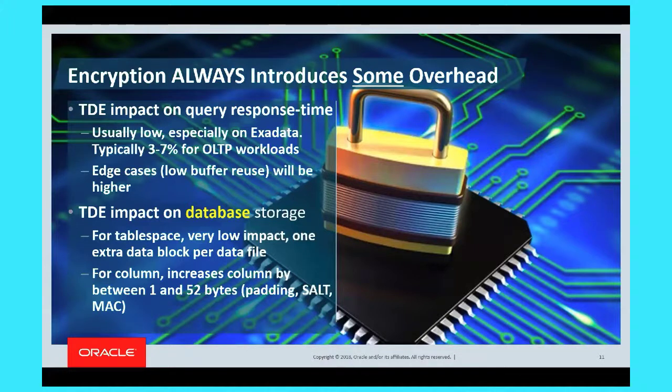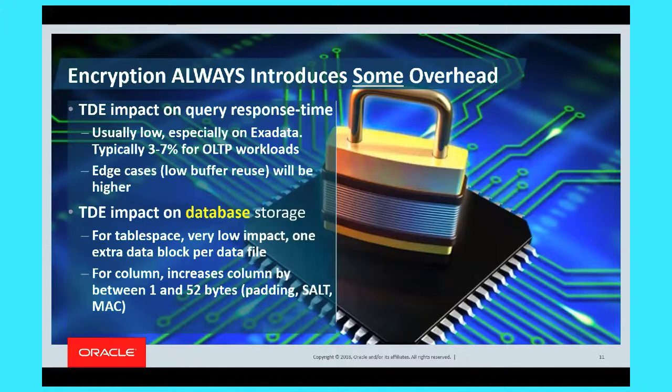Now, TDE's overhead is typically very low, and this is especially true on engineered systems where you often can't even measure an impact. For an OLTP workload, it's usually somewhere between 3 and 7%. But notice I said usually. There are edge cases where that overhead is higher, and we do recommend you test before you move to production with it. Edge cases that are likely to hit you.